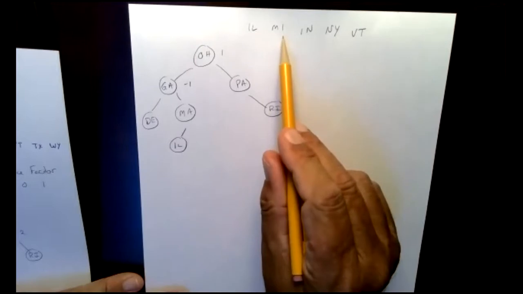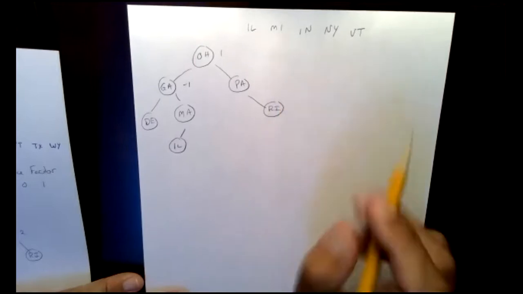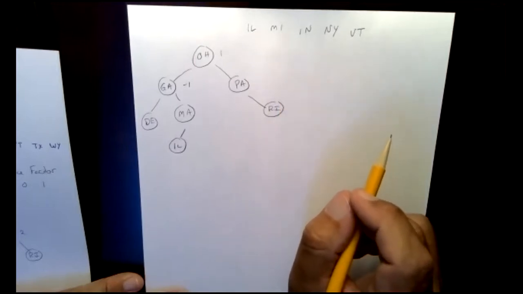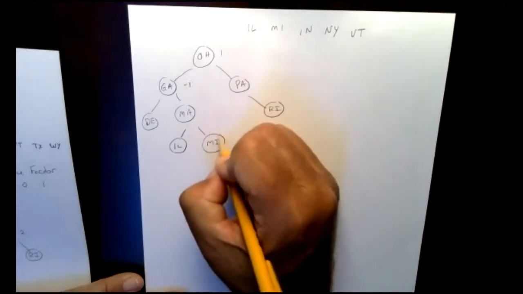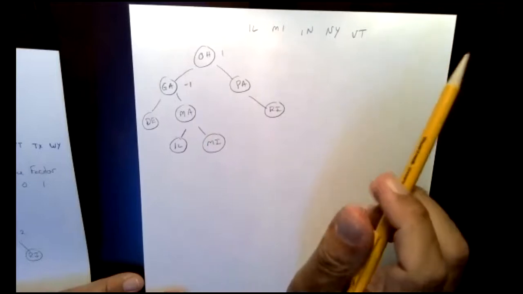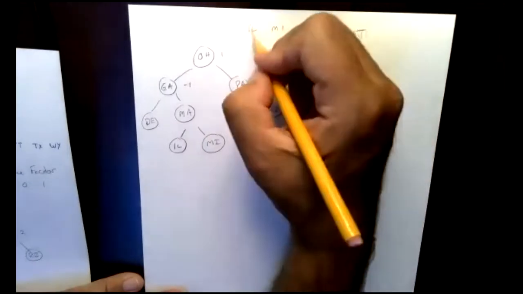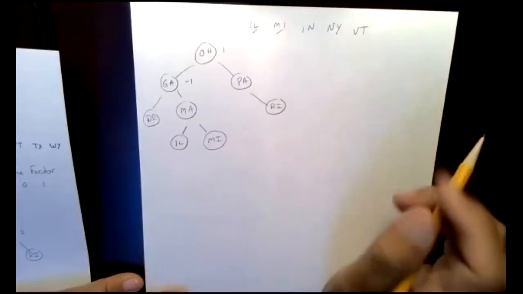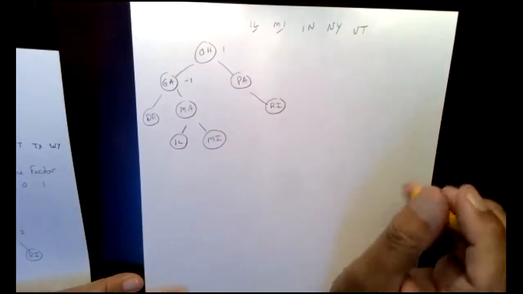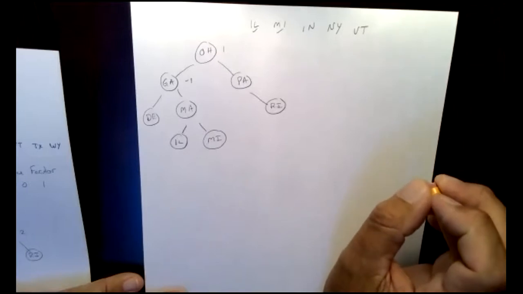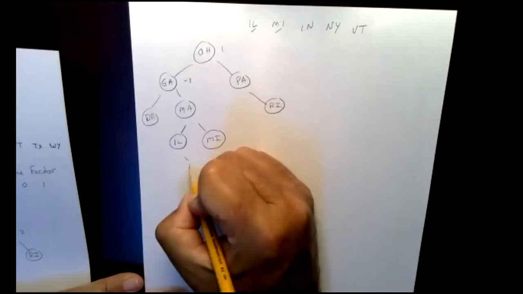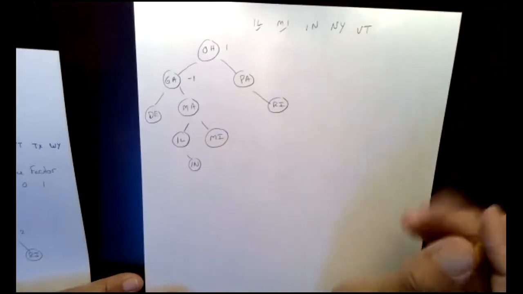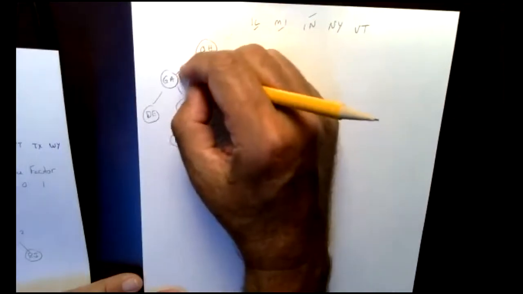Where does Michigan go? It goes to the right of Massachusetts. Yeah, that's true. Illinois is done. Michigan's done. Where's Indiana go? To the right of Illinois. Do we have trouble now? Yes. What are some of my balance factors?